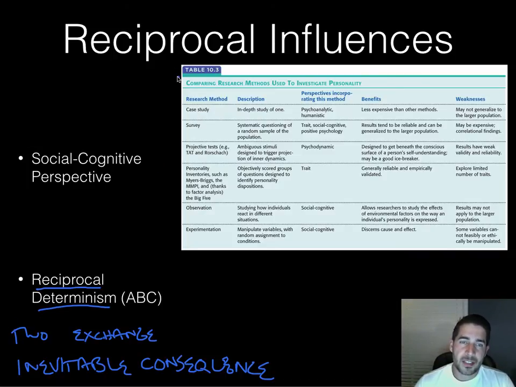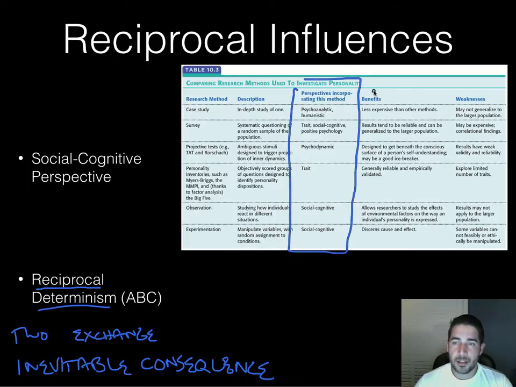This is just a wrap-up of the different ways we've talked about in personality, going back to chapter 2, the research methods unit: case study, survey, observation, experimentation. These are the different research methods. This middle column and these over here are what you want to look at. We've talked about a lot of different theories and perspectives thus far, and these give you a good idea of where each one fits in.